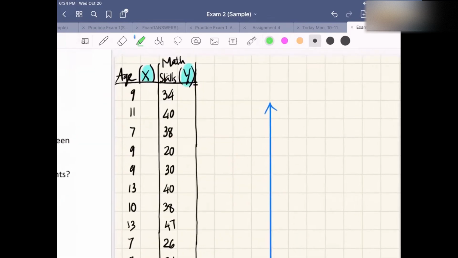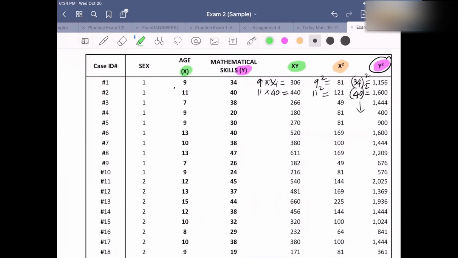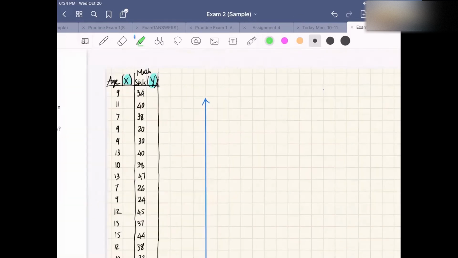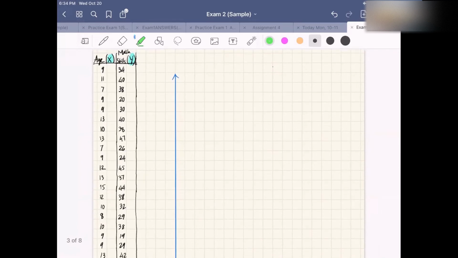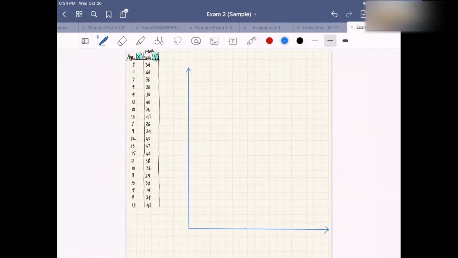So I already copied the numbers to the next page so that we can graph it. Yeah, I already have all the numbers here on the next page for you guys. Okay? Here is my graph paper. These are the same numbers in that table for the age and the scores. The age is the X and the skills is the Y. Okay. And usually the X will be the horizontal axis, and the Y will be the vertical axis.